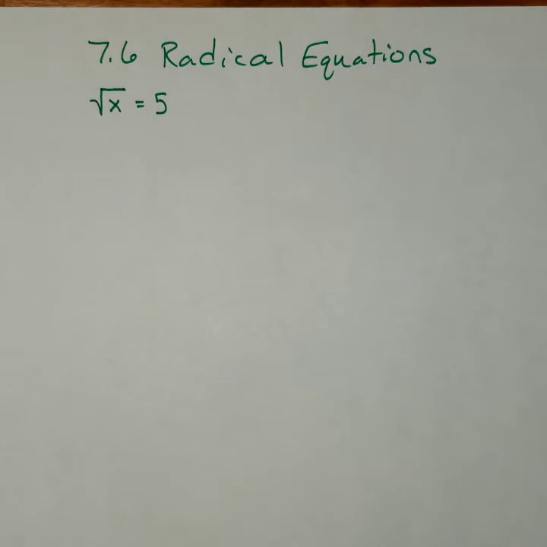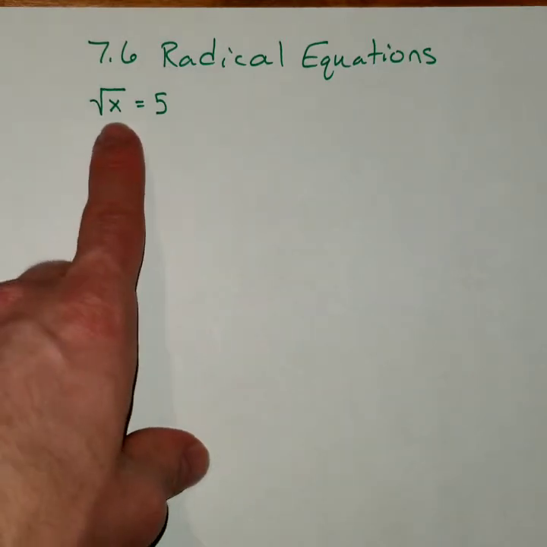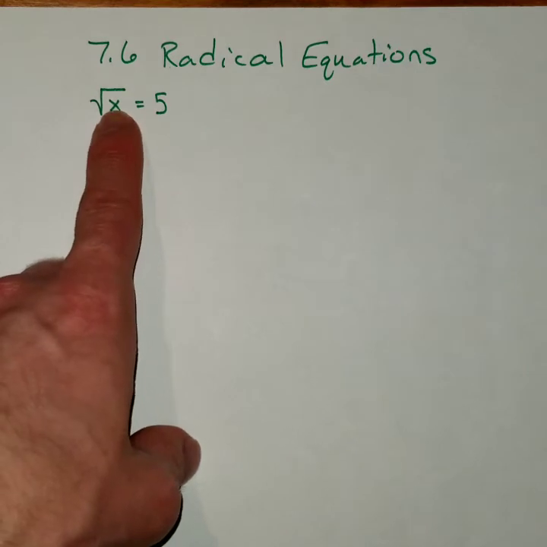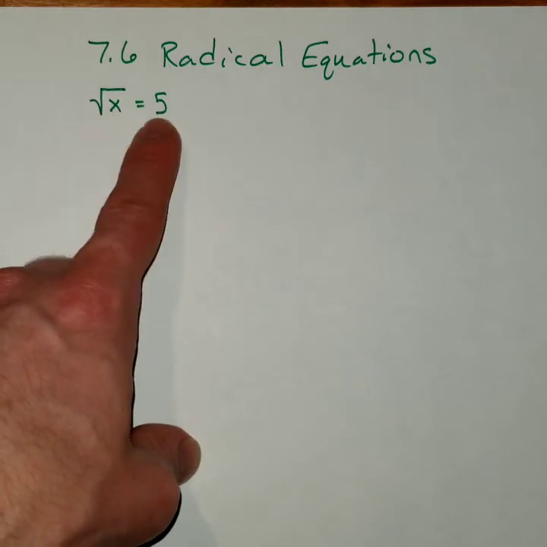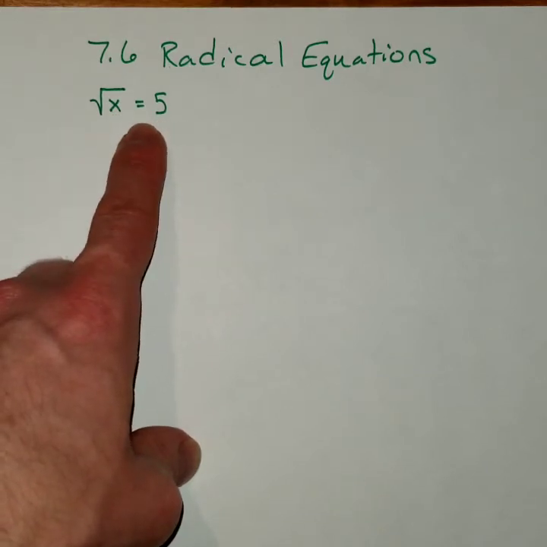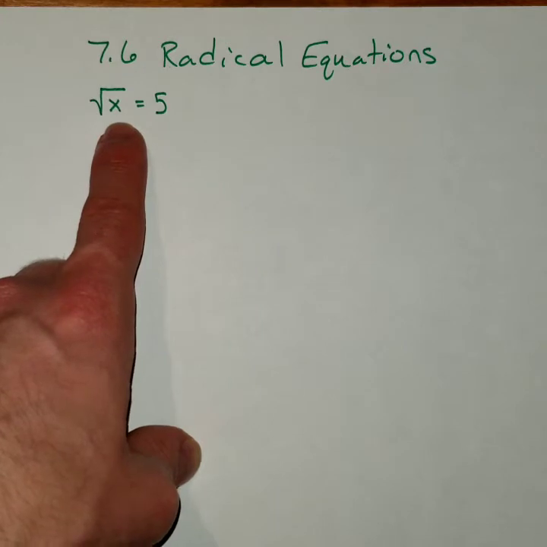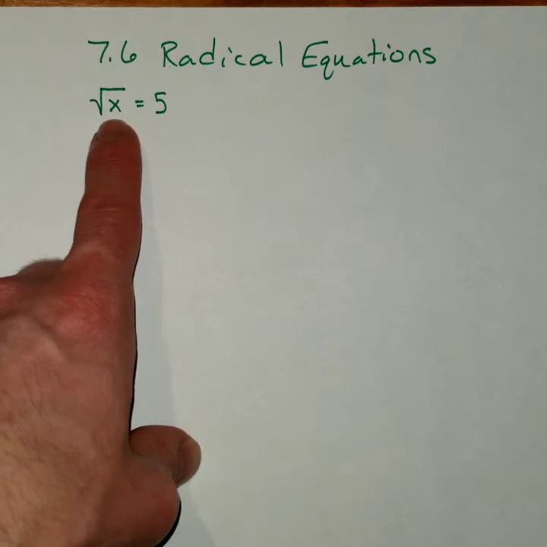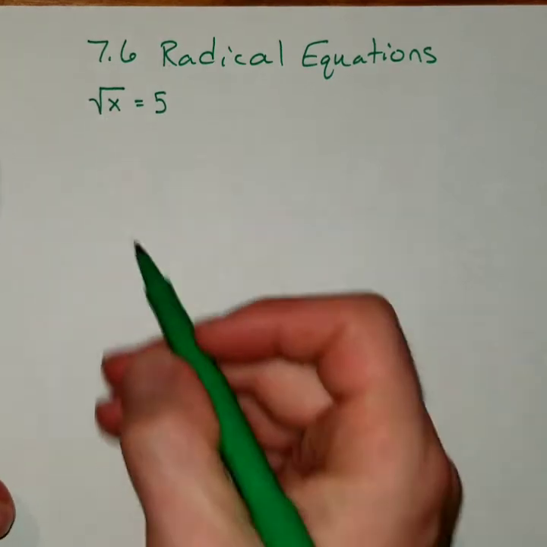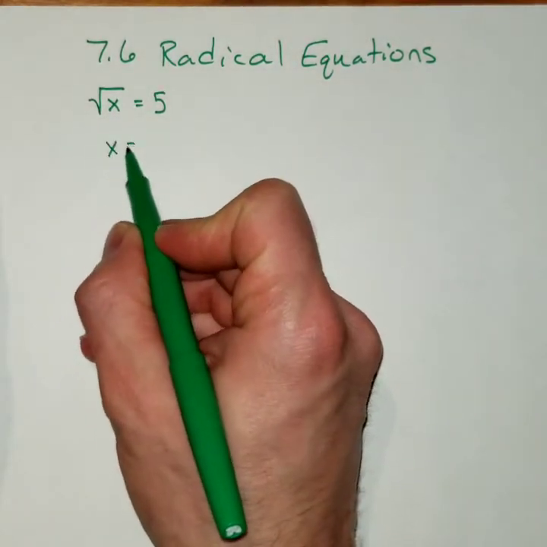So here's the idea. On a radical equation, you're looking for the number, this is a real basic one, the number that when you take the square root of it, you get 5. Okay? And so I think you probably all recognize what the answer is going to be here. The square root of what number is 5? Well, the answer is obviously 25, right?